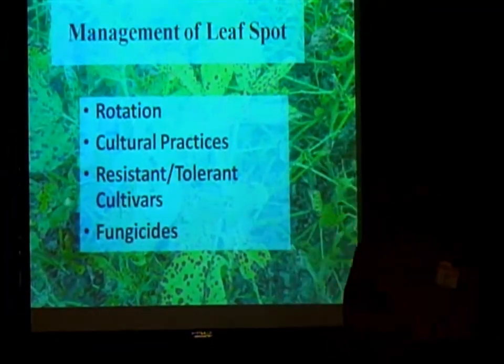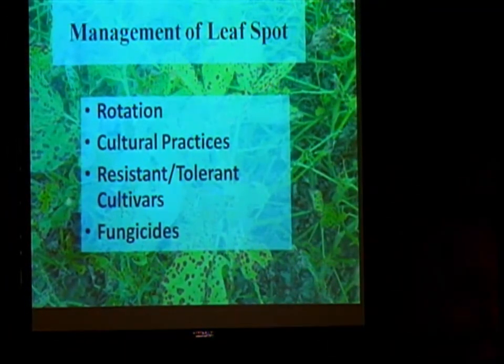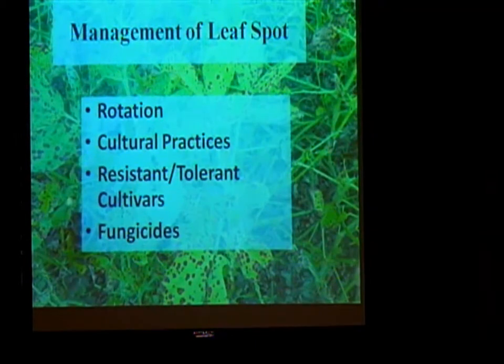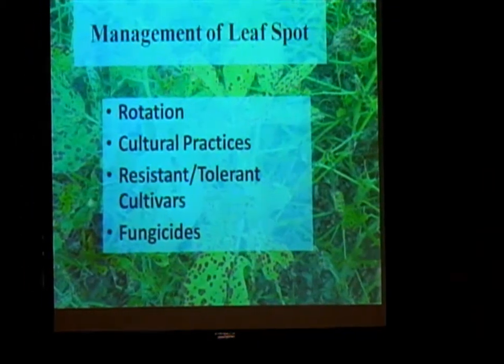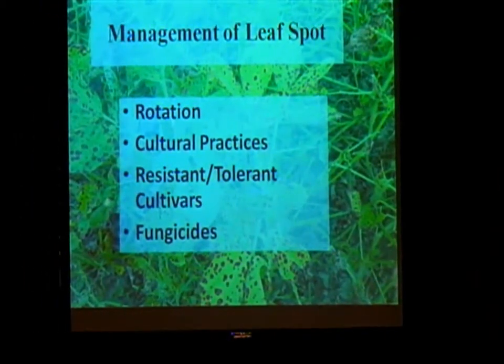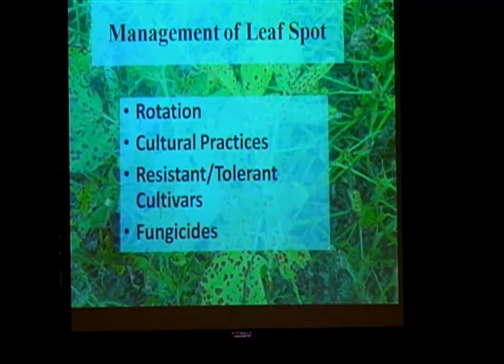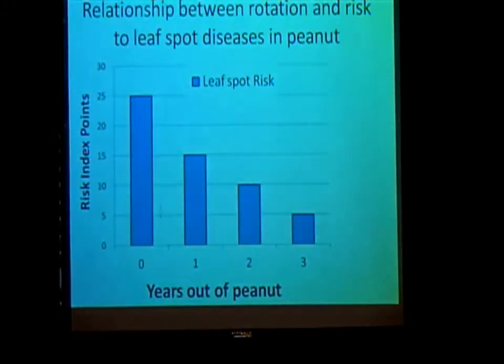And for management of any disease, we try to take an integrated approach if at all possible. With something like tomato spotted wilt virus, that's absolutely essential. But for leaf spot, some of the things that affect that: rotation, the cultural practices, resistant cultivars if available. And in our case with peanuts in the southeastern United States, we're very heavily dependent upon fungicides.